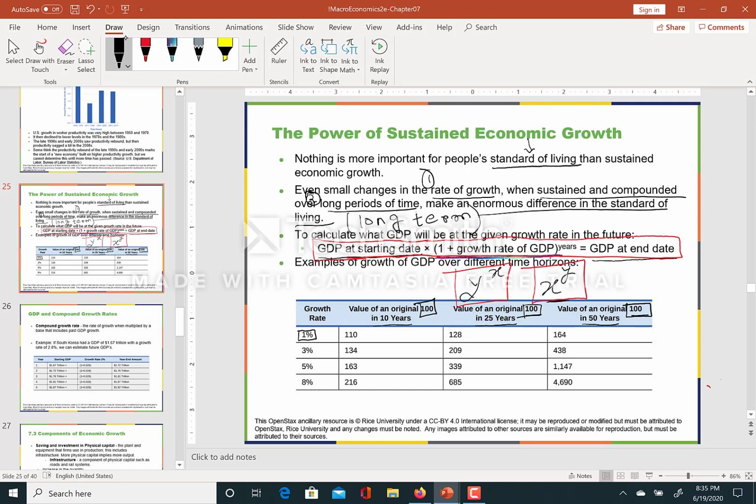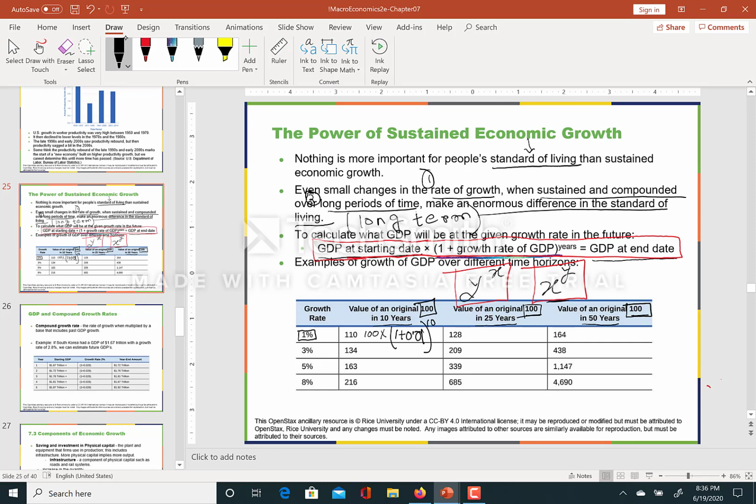The original value is equal to 100, and look at the value after 10 years. This will be equal to 100 times 1 plus growth rate. The growth rate is 1%, that is 0.01, to the power 10, and you get 110 as the final value.